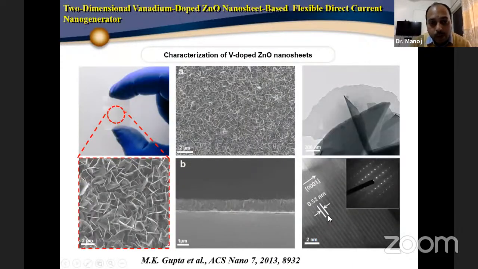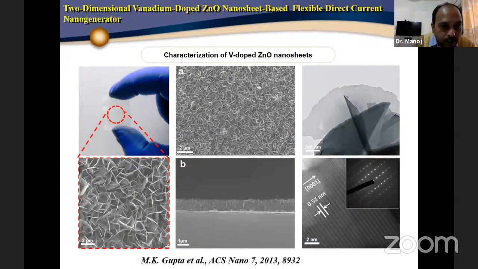We took this as a challenge, and we developed a flexible two-dimensional vanadium-doped zinc oxide nanosheet-based nanogenerator. Why vanadium? Because our aim is to improve the power efficiency, because millivolts is not sufficient to power LEDs or LCDs or even our mobile phones. So we have to improve the power. We took vanadium because it is a transition element, and our aim was to grow the nanowires vertically, one-dimensional. But after vanadium doping, our nanostructures converted into 2D morphology. We observed a well-connected, vertically aligned nanosheet structure from the spin-assisted growth technique.